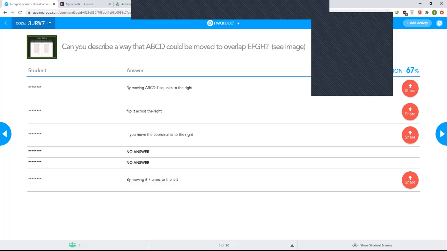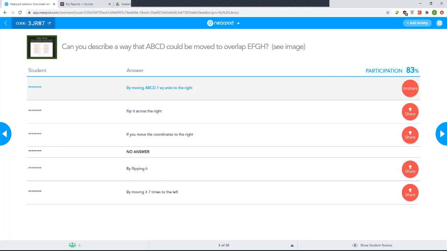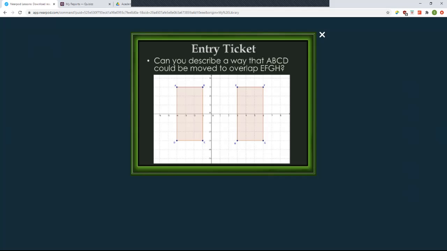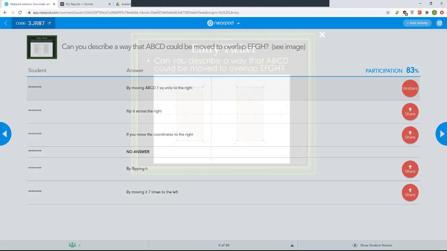All right, so this is a great answer that I just shared with you guys: by moving ABCD 7 square units to the right. That's cool. Yep, you could absolutely slide it over 7 units. I love how specific that is. Because A is going to line up with E, and that's cool. Flip it across to the right. You're completely correct.